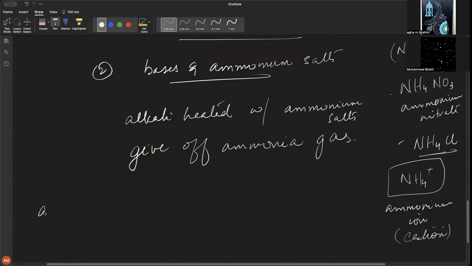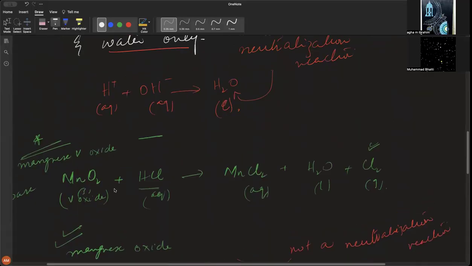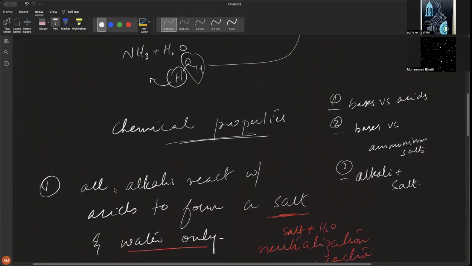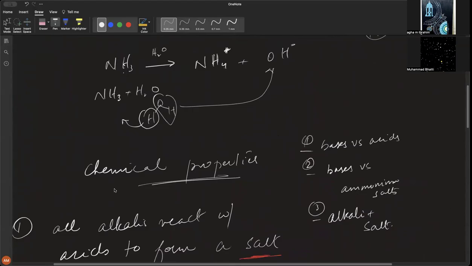The general equation is alkali plus ammonium salt. You have to keep in mind the alkali is heated, so you should write alkali over here. The reactions that we are studying are all for alkalis, all right? Keep that in mind. All the previous reactions are for alkalis, the chemical properties of alkalis.